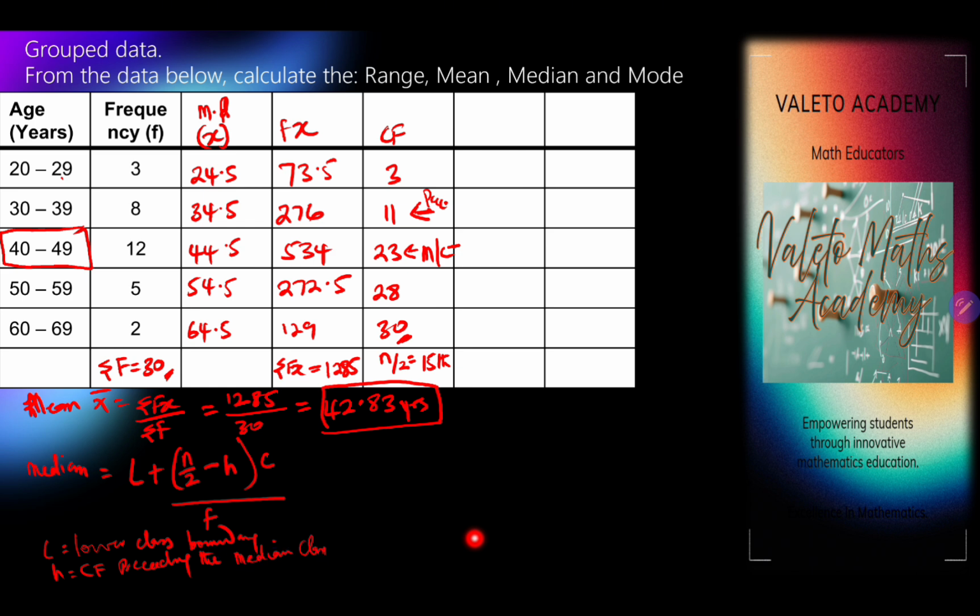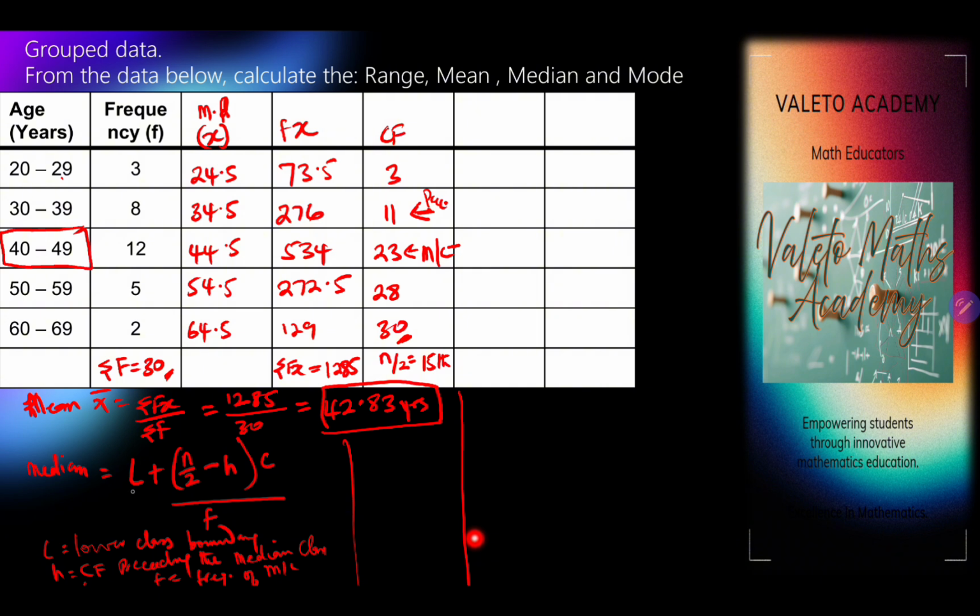And is there any other thing we need to know there? F here is the frequency. F is equal to the frequency of the median class. Okay. Having said that, we can then get all the elements that we need. So what do we need here?